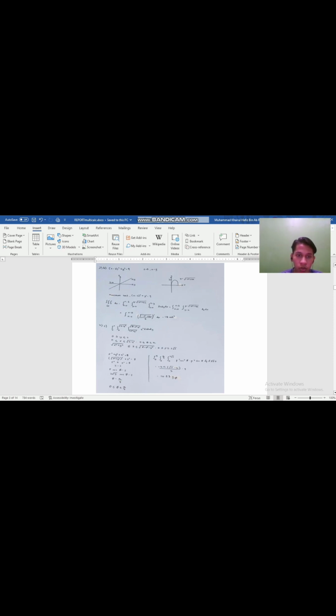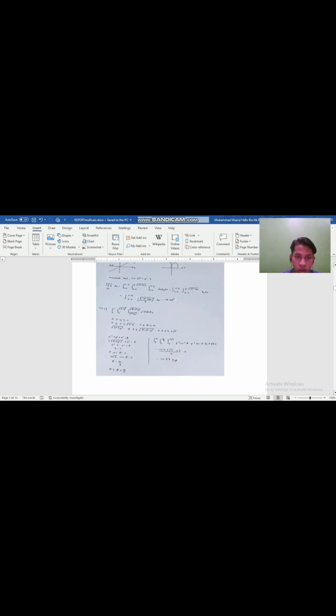Okay, for the next question, question 2C, the question is for dz, dx and dy. So for the circle, for the unit sphere, the final answer I got is 10.83. This is for the handwriting solution.